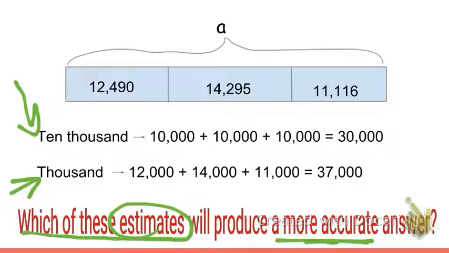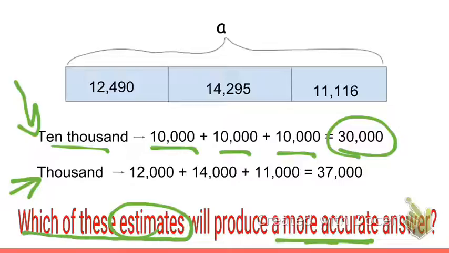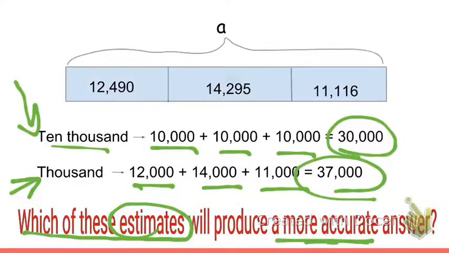You have one that is 10,000 plus 10,000 plus 10,000, which is around 30,000, right? And then you have this one here, which is 12,000 plus 14,000 plus 11,000 equals 37,000. Which of these is the more accurate one, and why? And why? That's the key here.